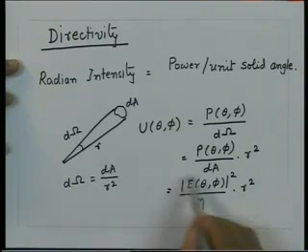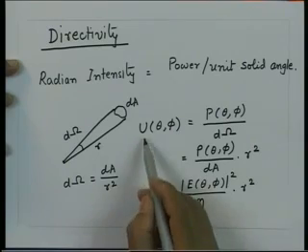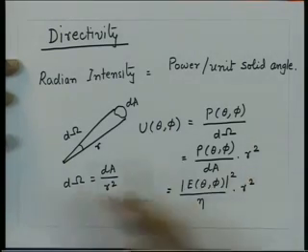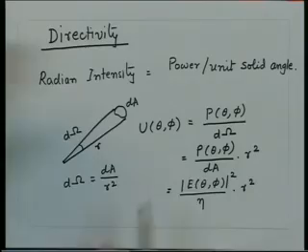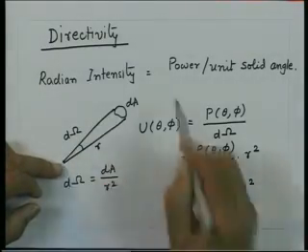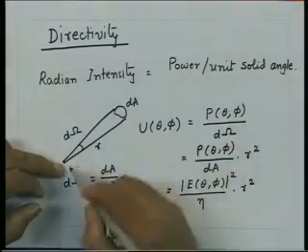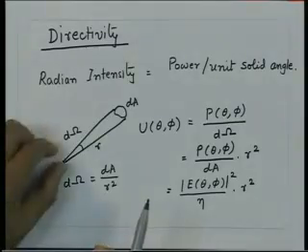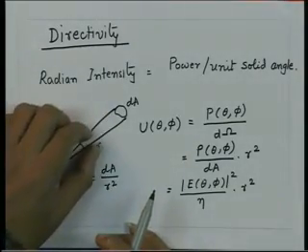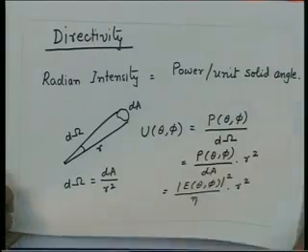And since the fields vary as 1 over r, essentially this r square will cancel with that. So this radiation intensity will be independent of the distance, and that is fine, because we have defined this power per unit solid angle, and this angle does not change as we move away from the antenna. This angle is the same. So the total power which remains in this solid angle is independent of the distance.